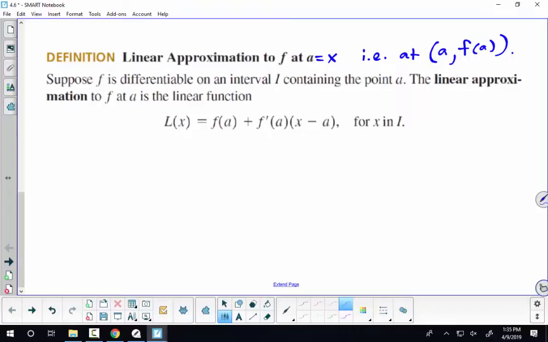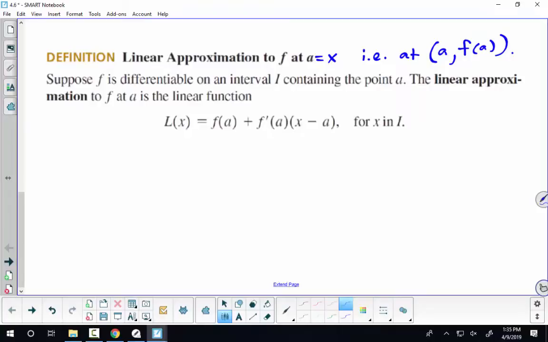When you think of differentiable, what do you think of? Derivative exists at that point. Yeah, the derivative. So differentiable means that the derivative exists. So the function has a derivative that exists on an interval containing the point, or containing the x value, x equals a. And the linear approximation is defined as follows.